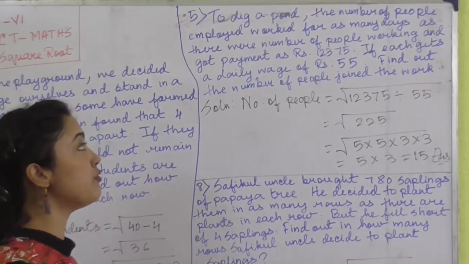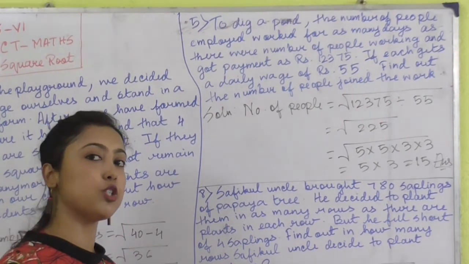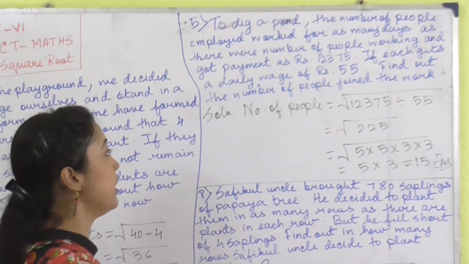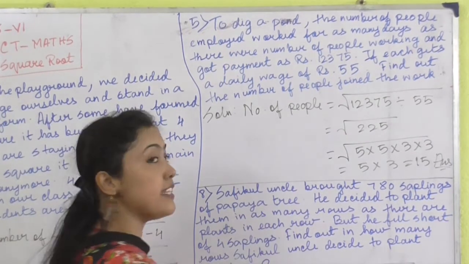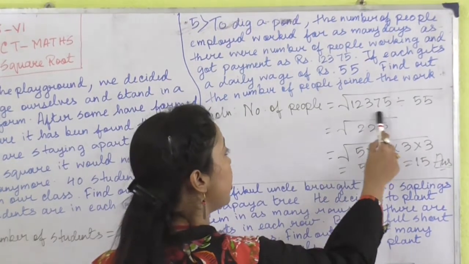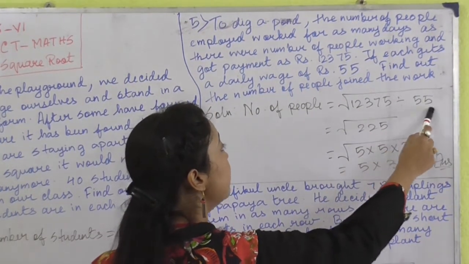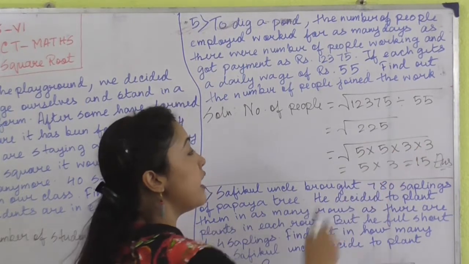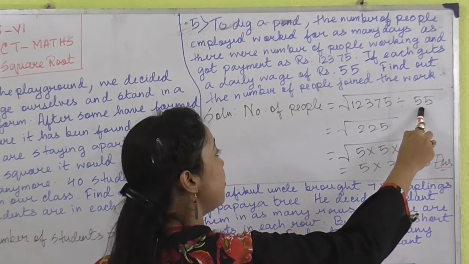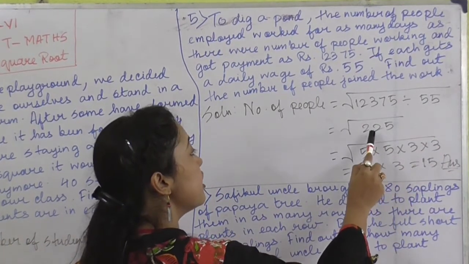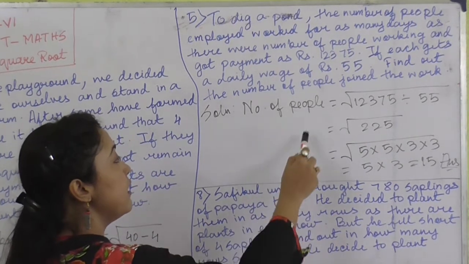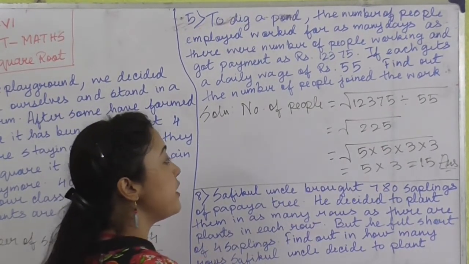So it has been told to find out how many people actually joined in the work. In order to find out the number of people, what do you have to do? You have to just divide the total wage by the wage of a single day. Total wage divided by the wage per day is coming as 225. So in order to find out the number of people, you have to take the square root of 225.